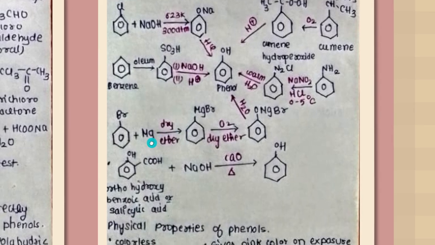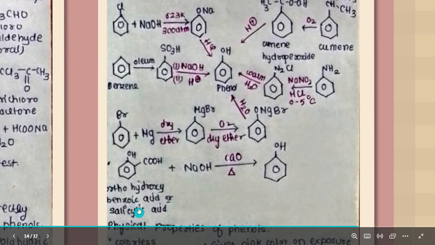Next reaction is that bromobenzene on reaction with magnesium in presence of dry ether will give us benzene ring attached to MgBr. So this on oxidation in presence of dry ether will give us benzene ring attached to OMgBr. Again on hydrolysis, or reaction with water, it will give us phenol, right? So again, the next reaction is what?